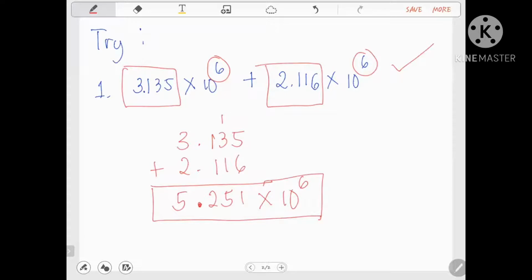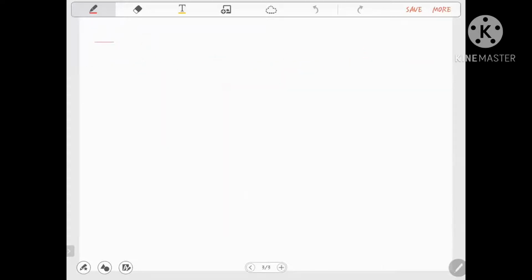Okay, another one. For number 2, if I have 3.856 times 10 to the 5th plus 2.315 times 10 to the 4th power. Okay, I'll just give you 1 minute to answer this one.